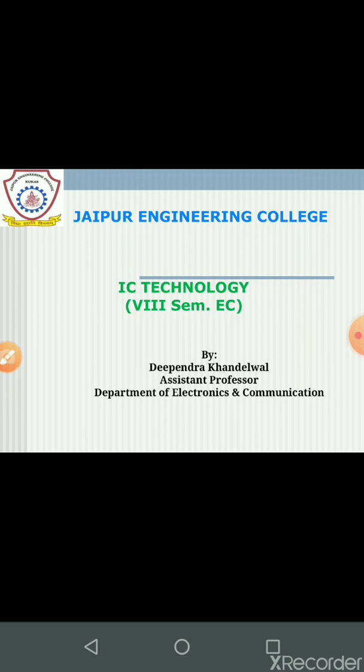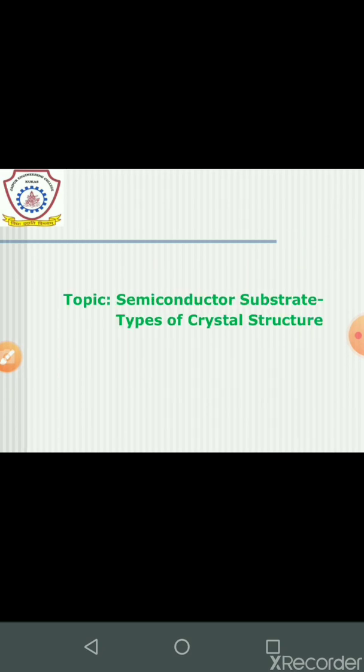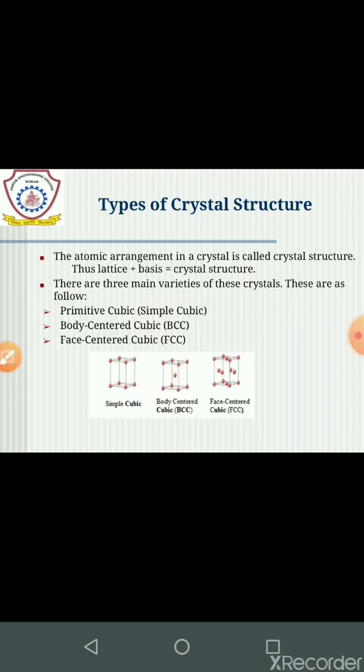Today, in this lecture, we are going to discuss the types of crystal structure. In the previous lecture, we studied the semiconductor substrate. As all of you know, the semiconductor substrate, or in other words the wafer. In this lecture, we will study the types of crystal structure.